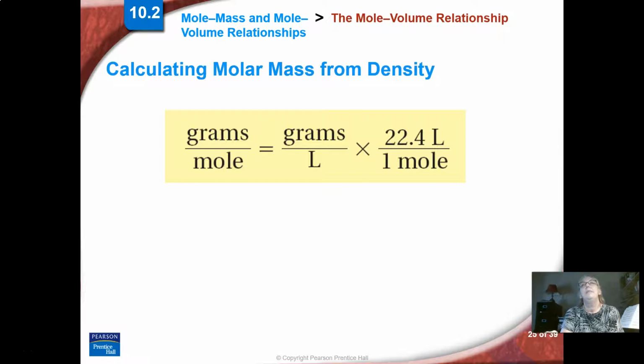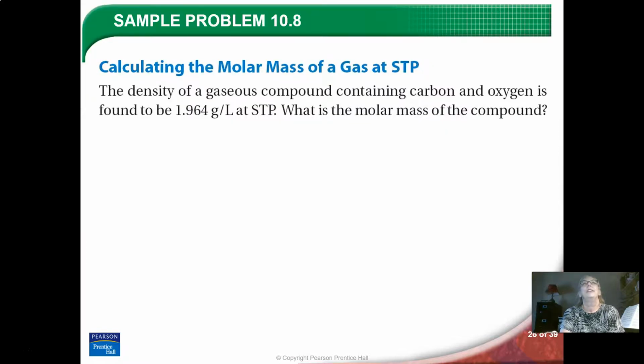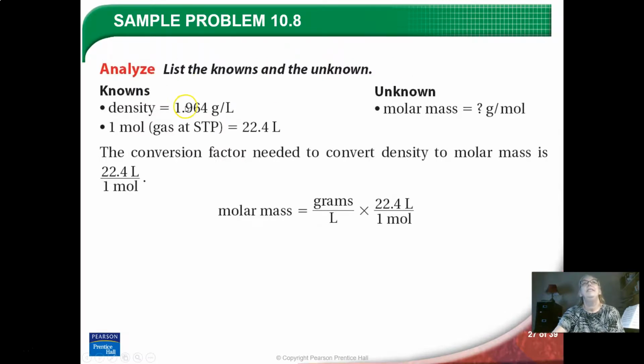So now we're going to talk about molar density. We can talk about density of gases using that fact that we just did, and we can use a molar density. So they're saying this is the molar density of a gas at STP, and we want to know the molar mass. So they gave us the density, grams per liter. We know we're at STP, so we know this: 1 mole, that. And we're trying to find the molar mass, which is grams over mole.